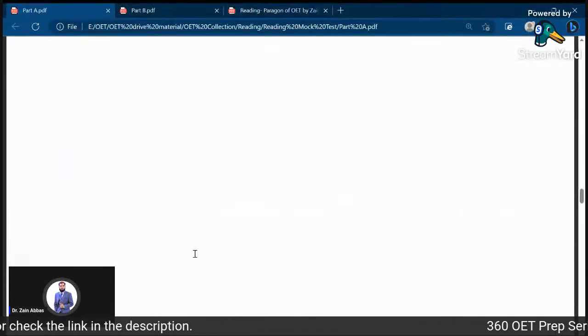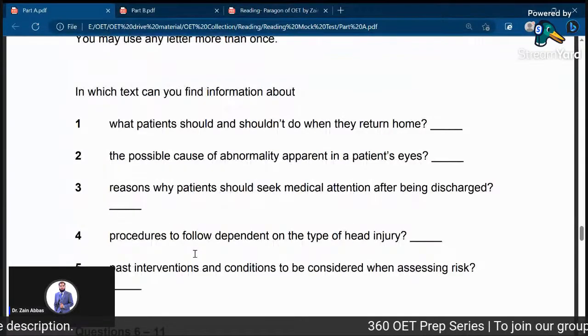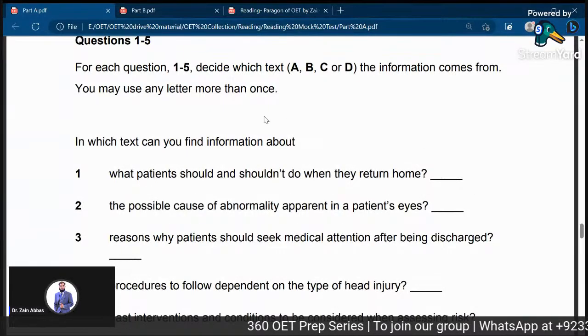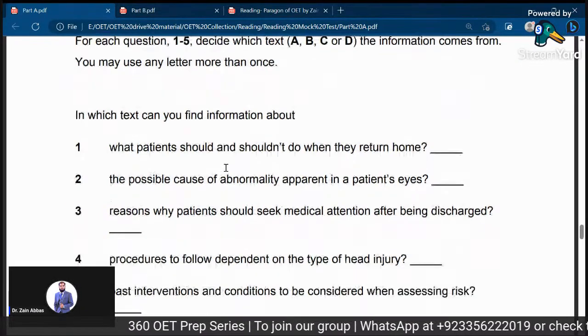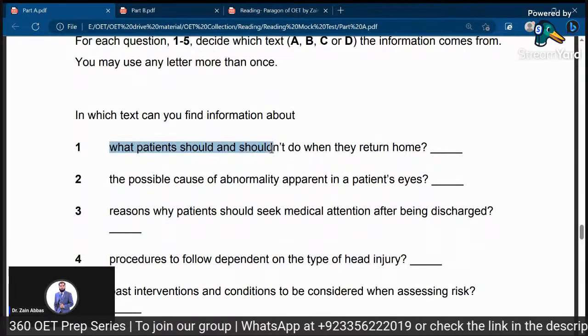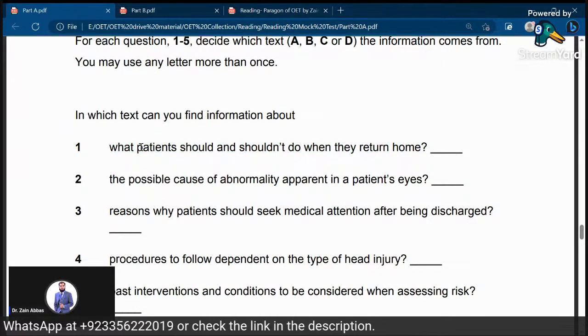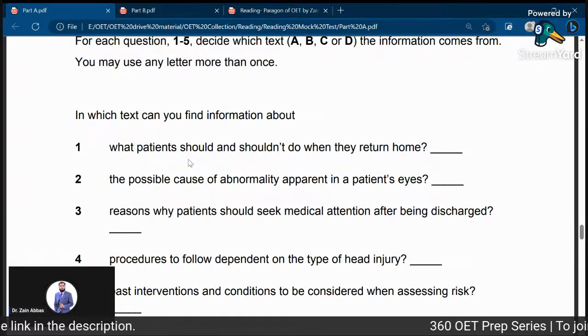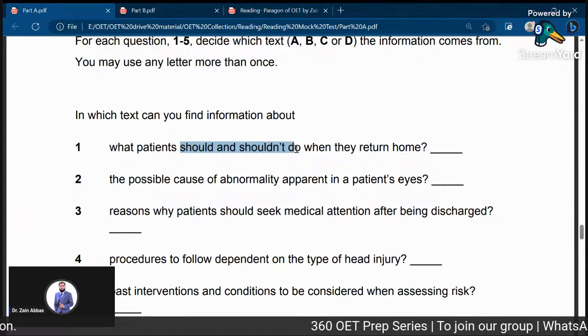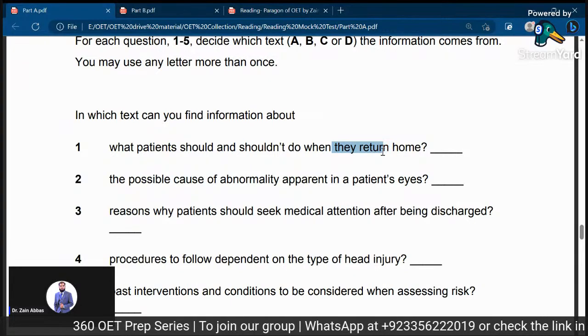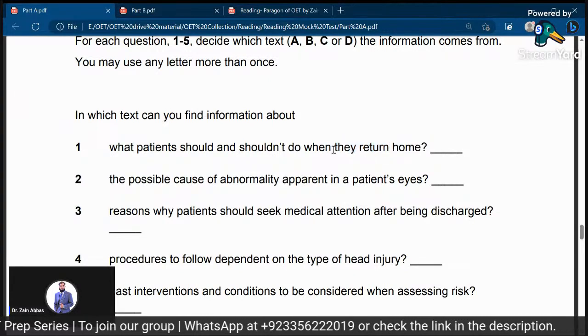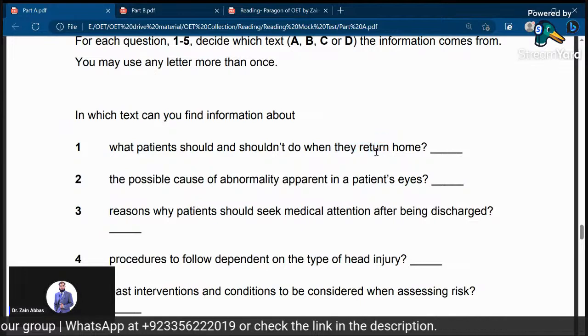Part A comes with the first five questions that are about the paragraph writing or text writing. It is asking about what the patient should or should not do when they return home. So this is mentioned in the last paragraph, that are the do's or the don'ts, or you can say should or shouldn't do. And you have also analyzed that there are some points mentioning the return of the patient to the home. So this is all about the text D.